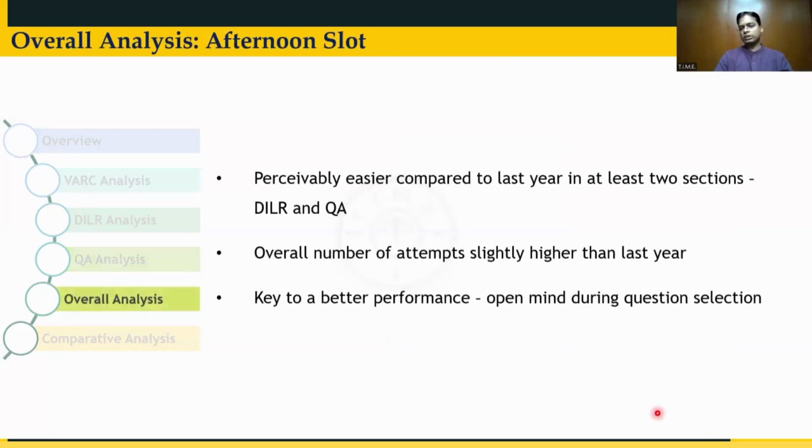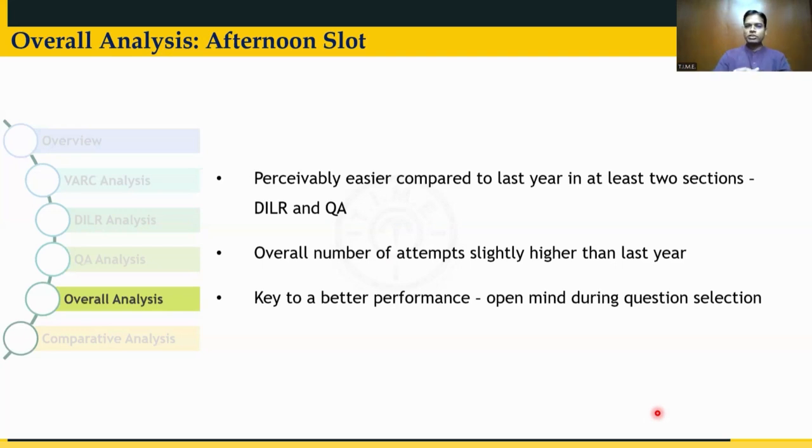And now let's see what we can comment about the overall afternoon slot. If we look at last year, we can say at least 2 sections were a little easier, or perceivably easier, than last year. That is the DILR section and QA. Overall, the number of attempts would have been slightly higher than last year because, as we said, there were definitely more doable questions this time, both in DI and quant. English was comparable, but that still would have left us with more attempts overall. Students would have felt this coming out, and this is what they have been sharing as feedback.